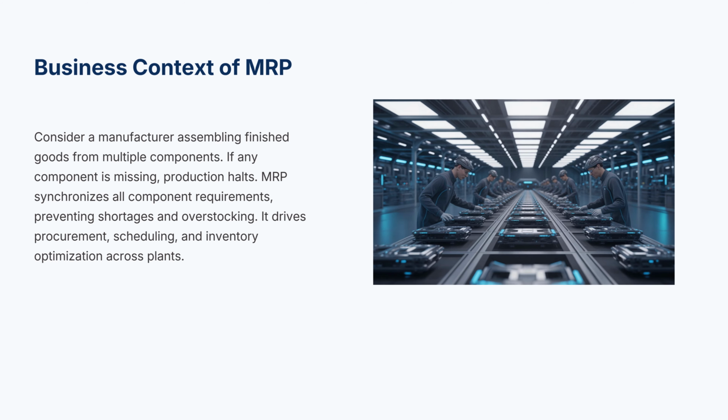Business context of MRP: imagine a car manufacturer relying on thousands of components. If even a single part like a gear or sensor is missing, production stops. MRP synchronizes all these requirements, ensuring every component is available just in time. It aligns procurement, production, and inventory to meet customer commitments efficiently.